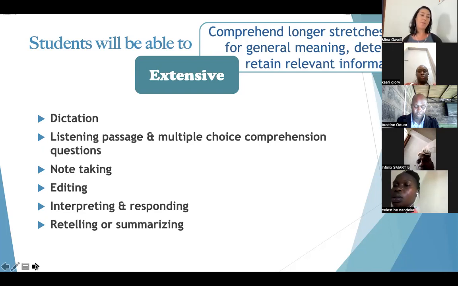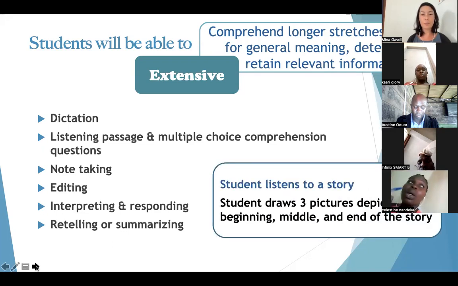And then finally, we have retelling or summarizing. So a lot of you mentioned reading stories. So you might have students either rewrite the story in their own words or tell it to a friend or to you, perhaps. These are all different examples that would employ extensive listening skills. They don't necessarily have to be high level though. This can also be done with lower level or even beginner students.